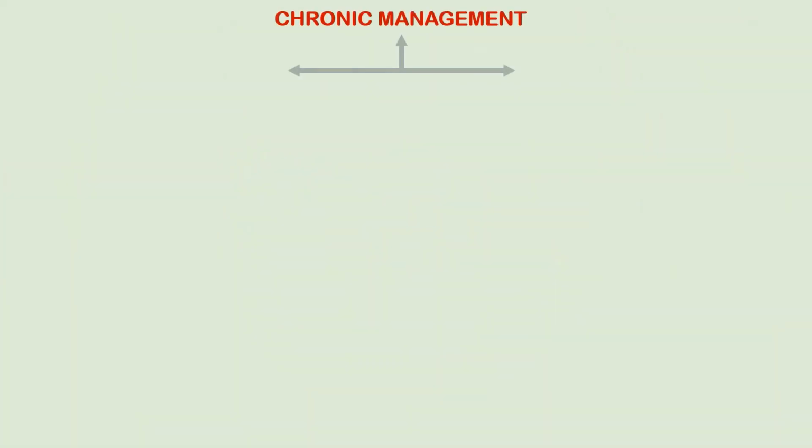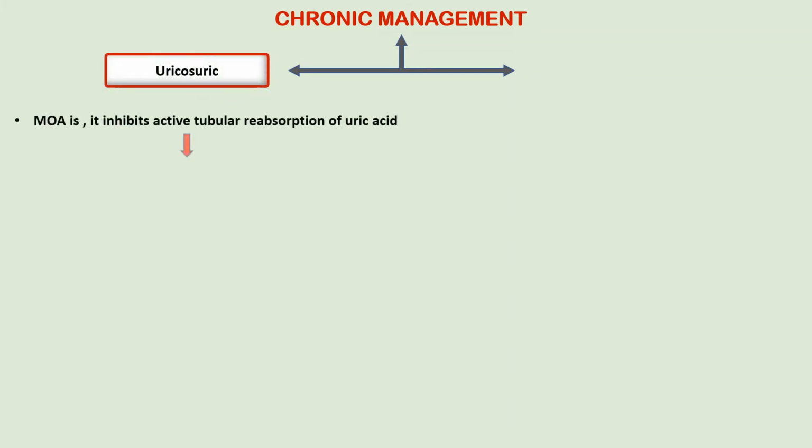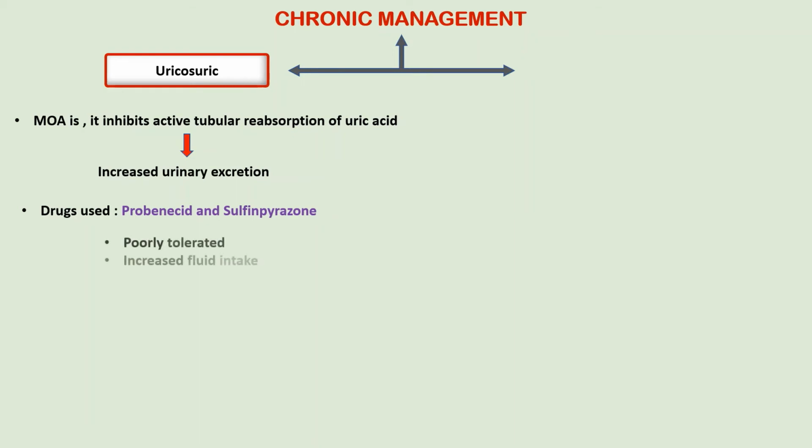Next, let us discuss the chronic management. First of all, let us see the uricosuric agents. So these are the agents that increase the uric acid excretion by a direct action on renal tubules. And the drugs include probenecid and sulfinpyrazone. These drugs are poorly tolerated, and fluid intake should be increased by the patients consuming these drugs, that is to prevent urate crystal formation, because these agents can increase the uric acid in urine, and thus there is a probability of stone formation. So fluid intake should be increased.